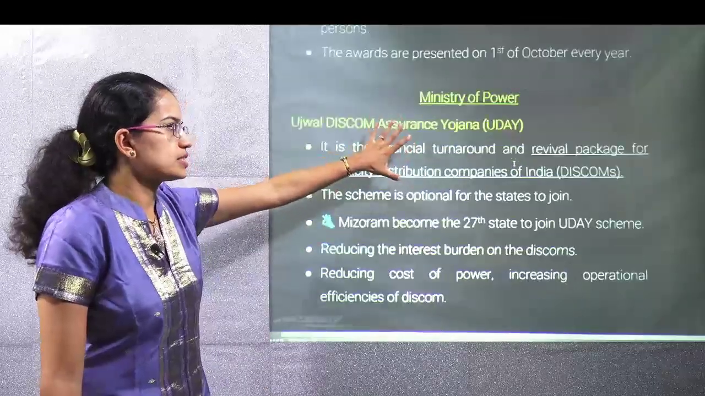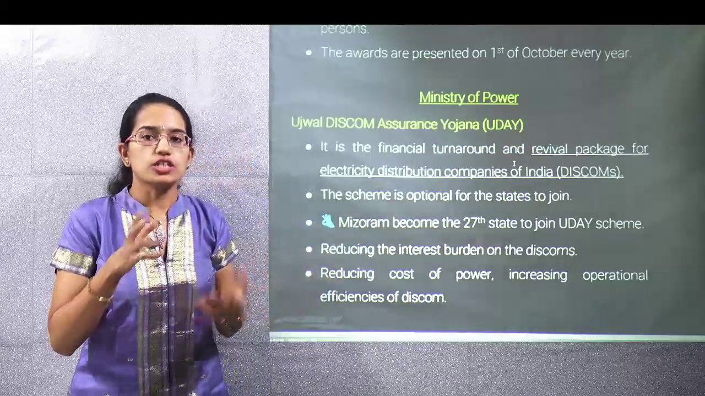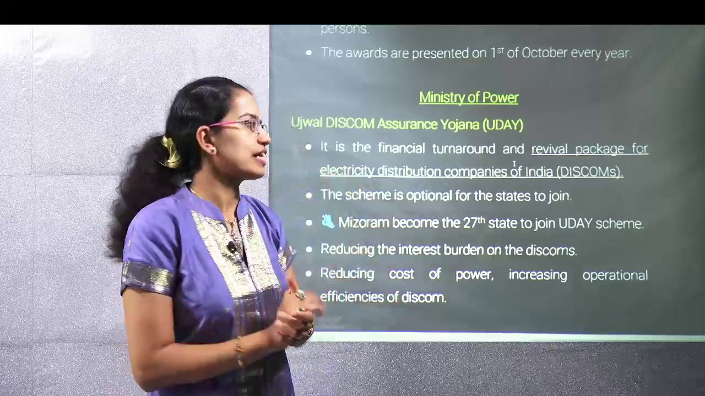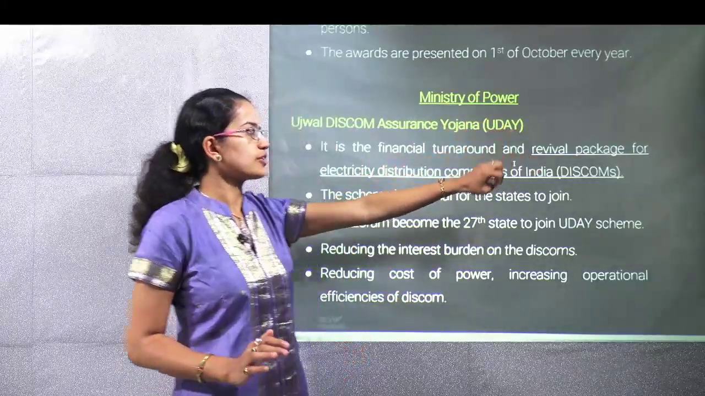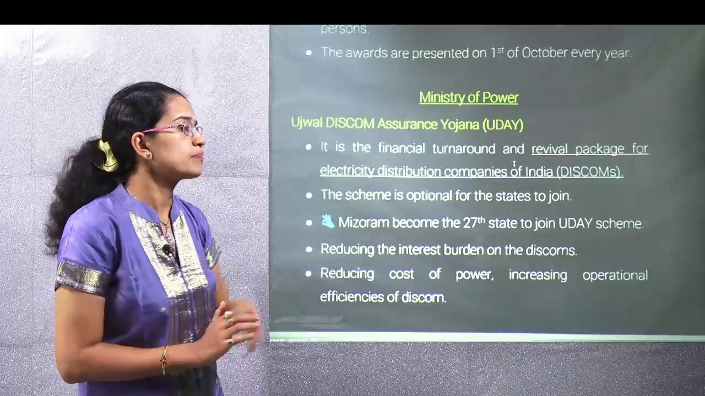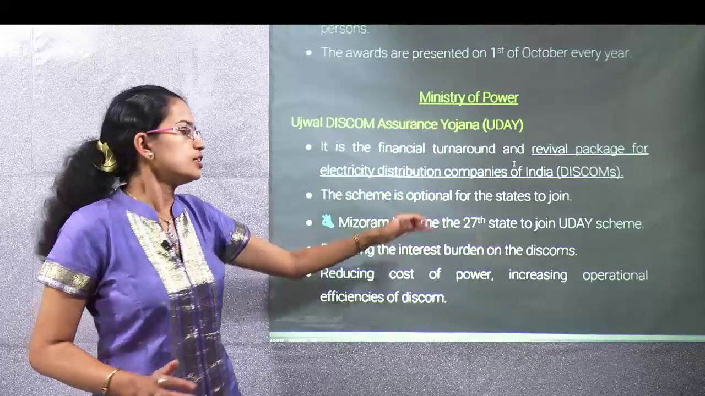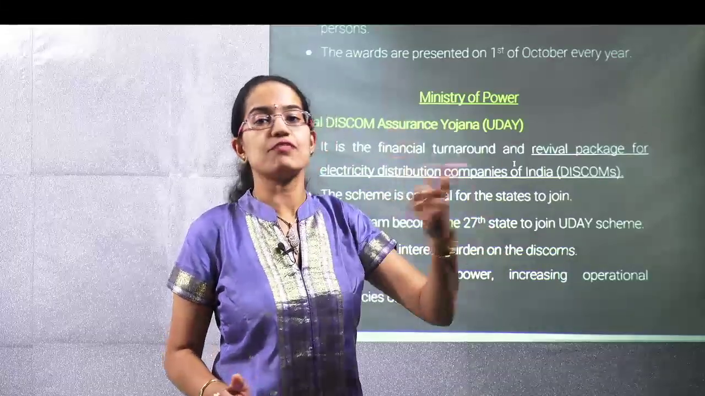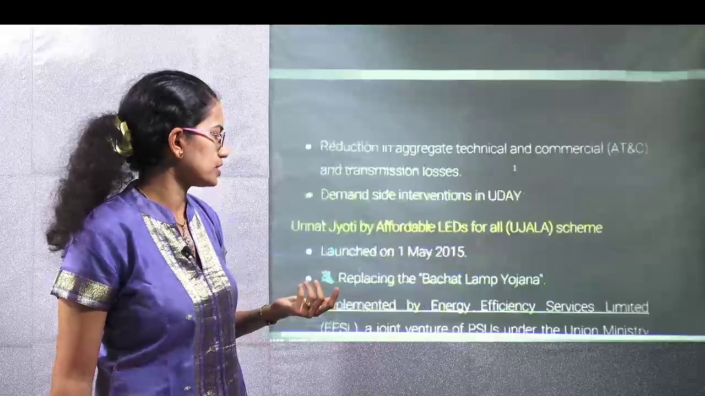Now coming on to the Ministry of Power, the next is the Uday scheme under the Ministry of Power. You should not get confused between Uday and Udan, so make sure you are very clear. Uday stands for Ujwal Discom Assurance Yojana, which talks about revival packages for electricity distribution in the various areas. Now what is important here is which state recently joined it. Mizoram was the 27th state to join it. Now in which state was the scheme first launched? Those kinds of questions become very, very important for your examination.